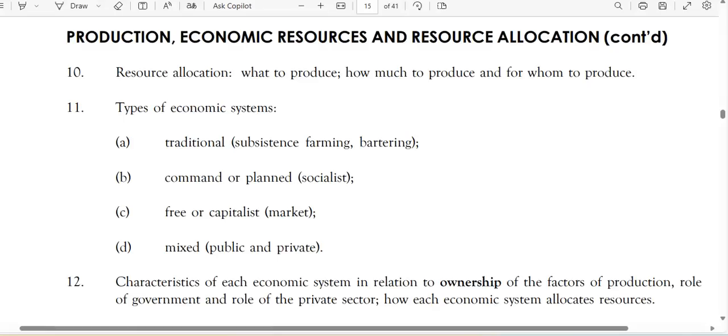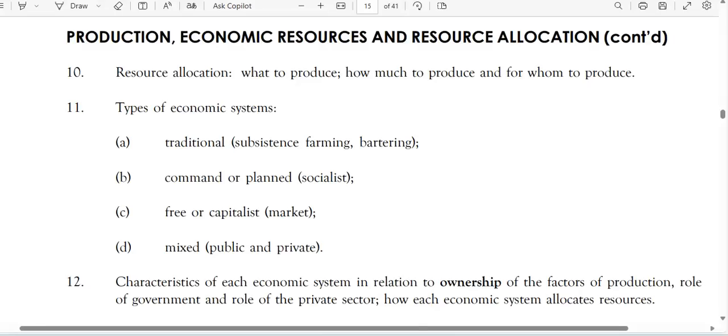So the key features of a free or capitalist economic system are: individuals and businesses own land, factories, tools, and other resources. Consumers have the freedom to choose what to buy, which influences what is produced. Businesses are driven by the desire to earn profits. Multiple businesses compete to offer the best products and services, which benefits consumers. So it's the opposite of the command or planned economic system.